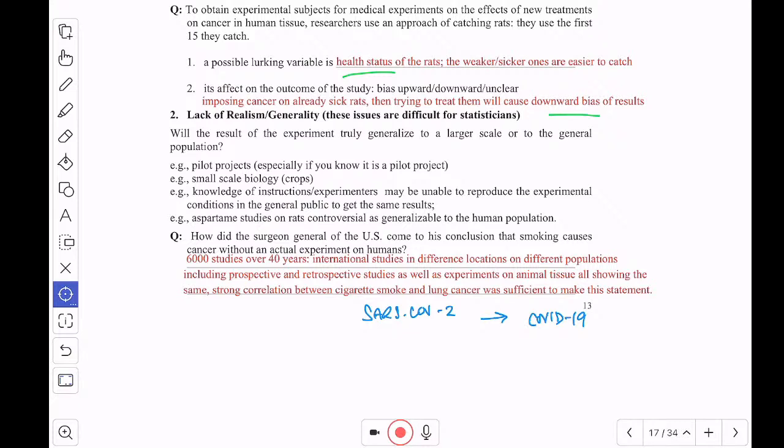We do. So my point is that although experimentation is the gold standard, we defer to other methods to avoid unnecessary death, right? Inflicting harm on people.